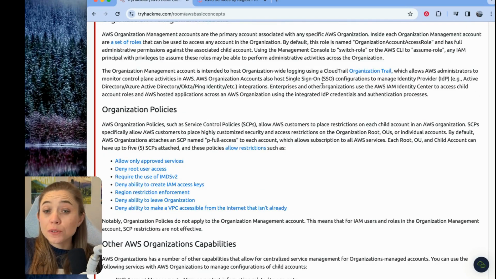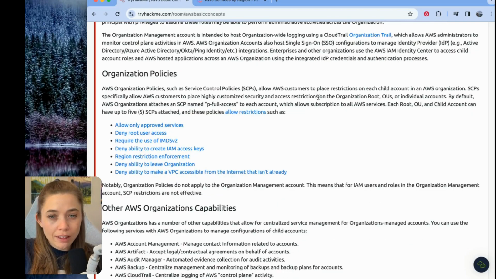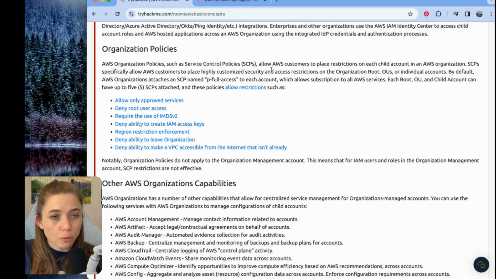Then it gets more into single sign on configurations and how to manage different identity providers for access to AWS accounts, which is a topic I really like. I think we're going to get into that in more detail further down in the learning path. And it also makes mention that enterprises and other organizations use AWS IAM Identity Center to access child account roles. I actually use IAM Identity Center to access all my own AWS accounts that I use for personal projects or whatever. And I'm a big fan of Identity Center. I think everyone should set it up. I have a video about it if anyone wants to go learn more.